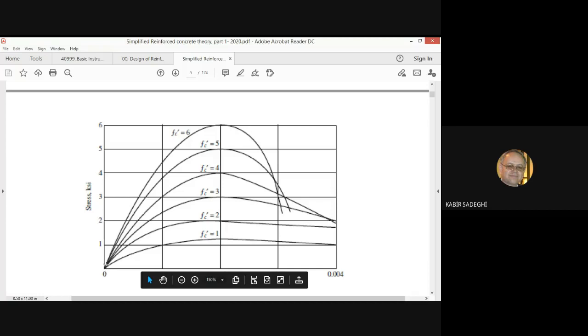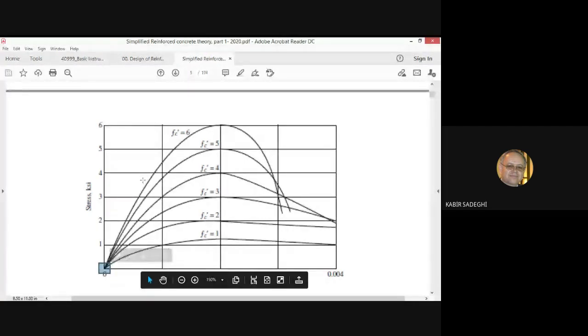The secant method is when you join the origin of the graph to one point, for example here, and then you measure the angle of this line, and the tangent of that angle with the horizontal gives you the modulus of elasticity. For concrete, we use the secant method. Therefore, we need the origin and another point.